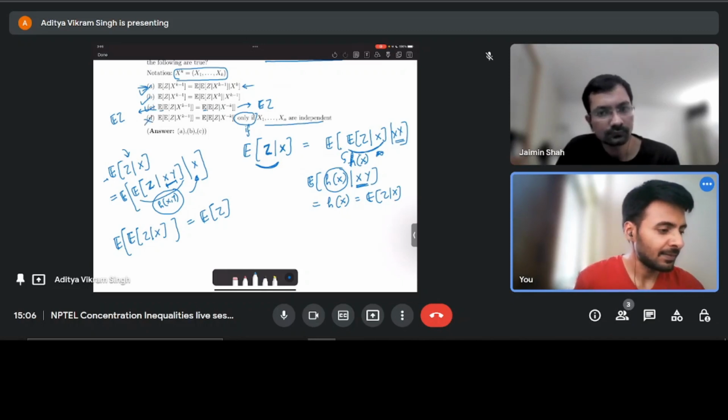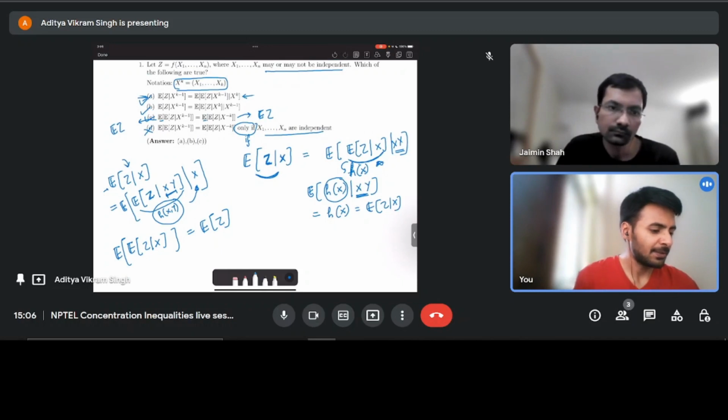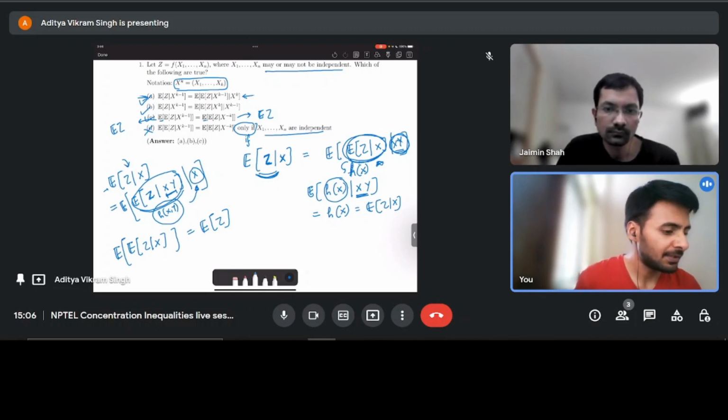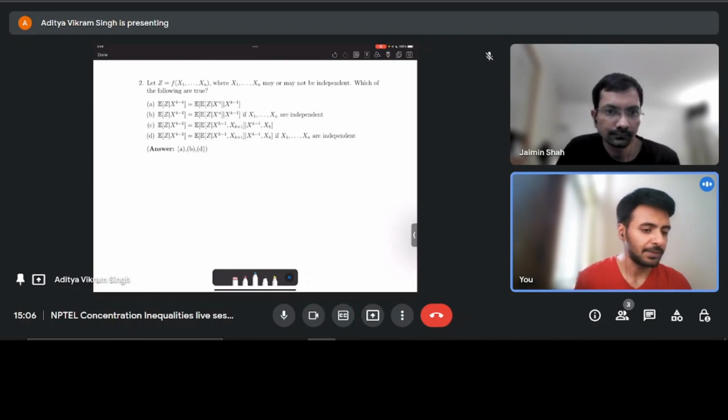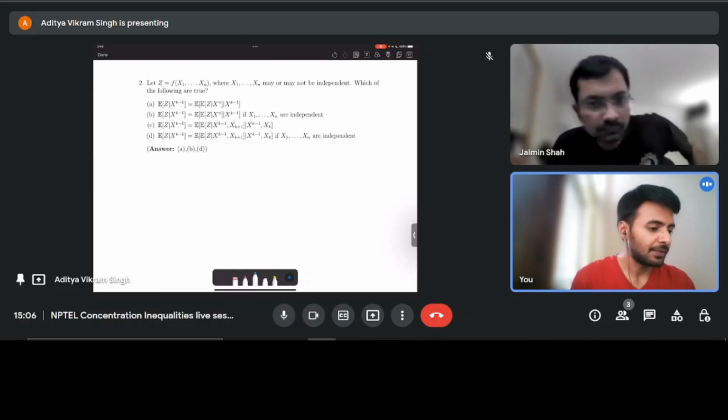This covers most of the useful properties of conditional expectation. One is this descending property, where you condition on more and then condition on less. The other is the ascending property, where you condition on less and then condition on more. Once you condition on less, you have lost that information, so conditioning on more will not give you anything else. It would just remain expectation of z given x. These are the main properties. The next question will consider one more property, which was used in the derivation of Efron-Stein, and which uses the fact that x1 to xn are independent.